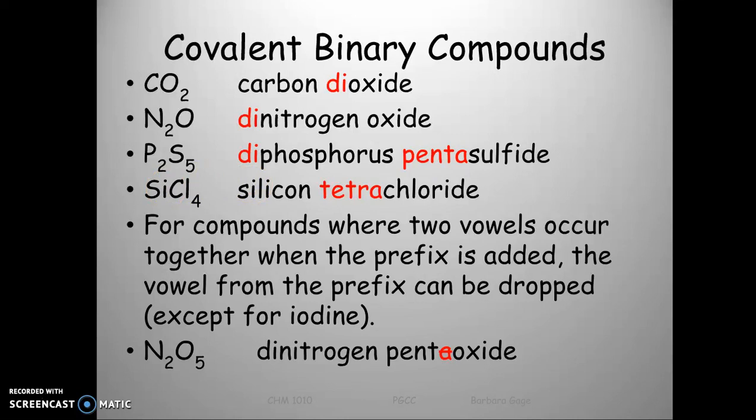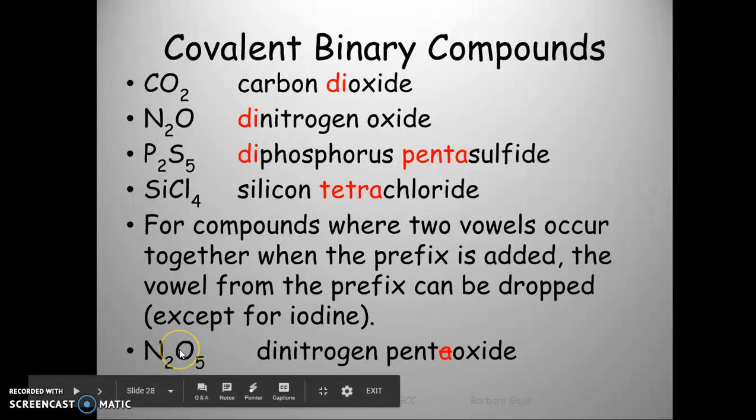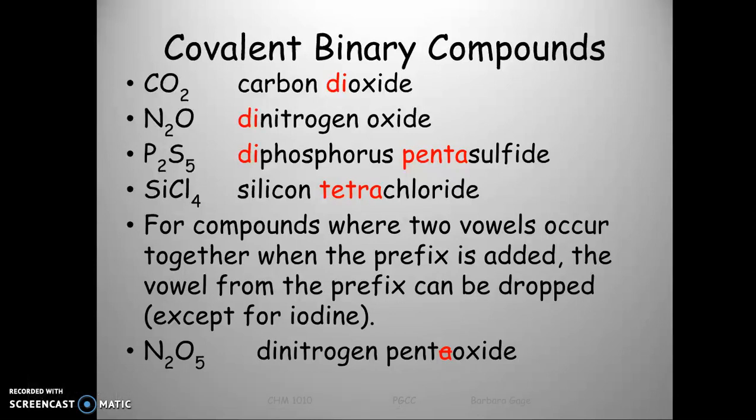Now here's another important rule. For compounds where there are two vowels that occur together, like this one where it's 5 oxygens, if the vowels come together, we're going to drop the vowel on the prefix and just keep it as oxide. So this is dinitrogen pentoxide. We drop that A there. Dinitrogen pentoxide.